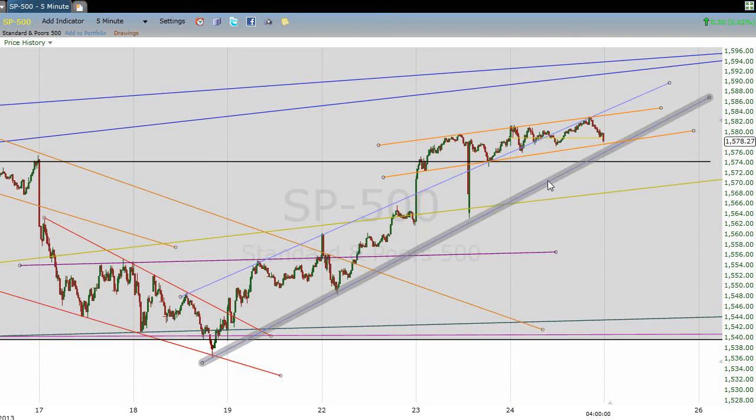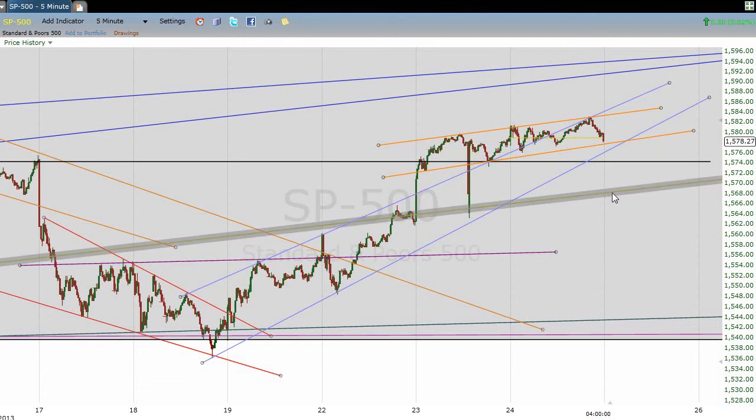Thankfully, we've got this line. So if this line goes, then we have maybe a little support here at 1574, but I'm thinking the next time we test this line, it's probably going to break, and it's probably going to break in a more convincing fashion. I just think we're due.